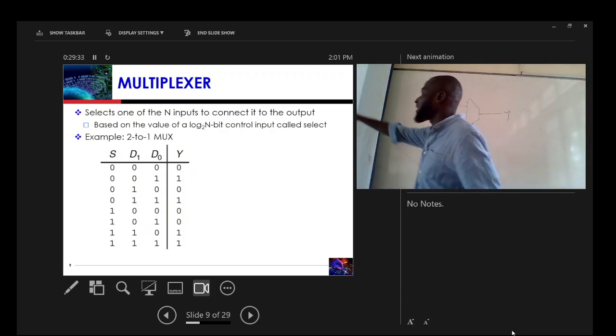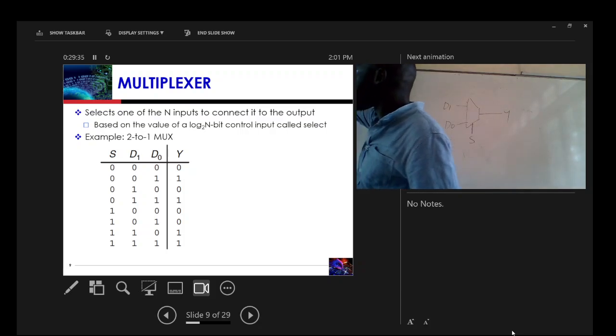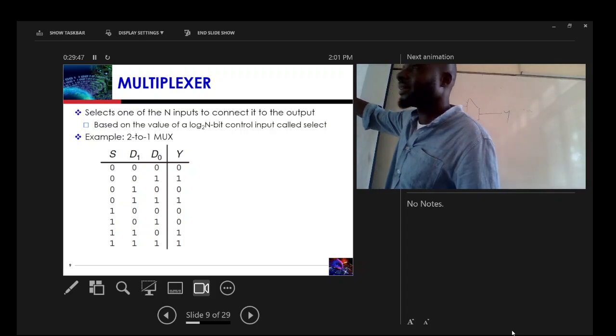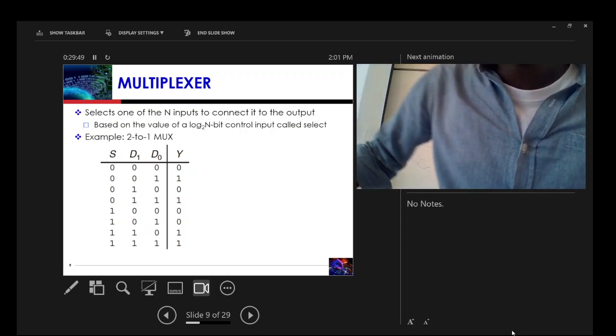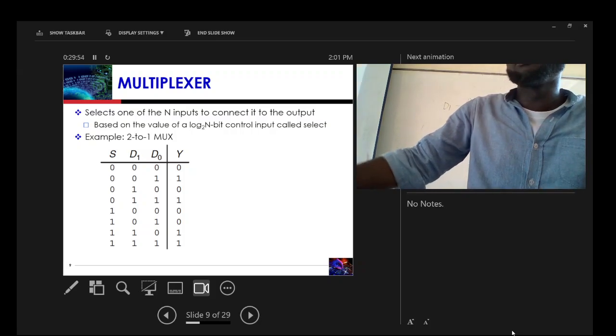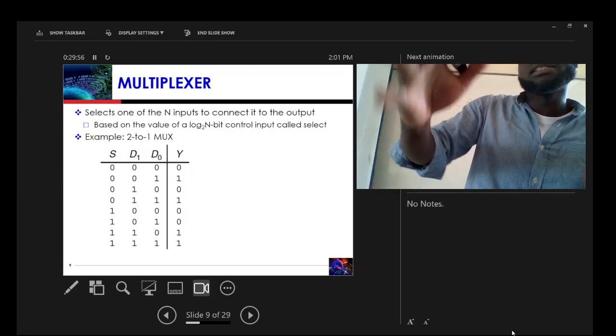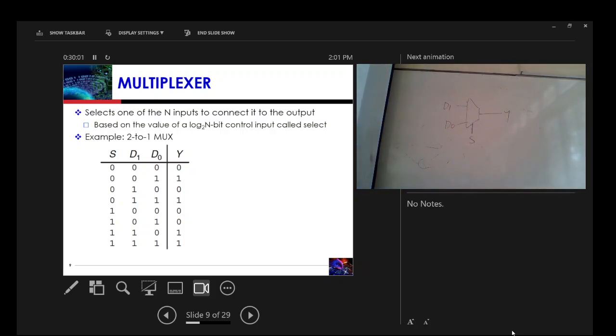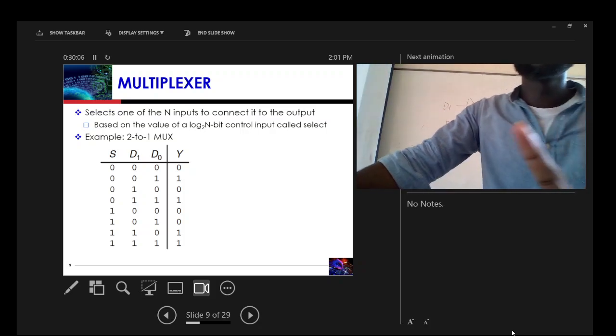When S is 0, the first line, Y is what? 0. The second line, Y is what? 1. The third line, 0. The next one, 1. Now observe the inputs. When Y is 0, 1, 0, 1, what is the input? The value of D0 is kept. So when S is 0, you route the input D0 to the output. You see that it's the same as D0. Have you seen it?